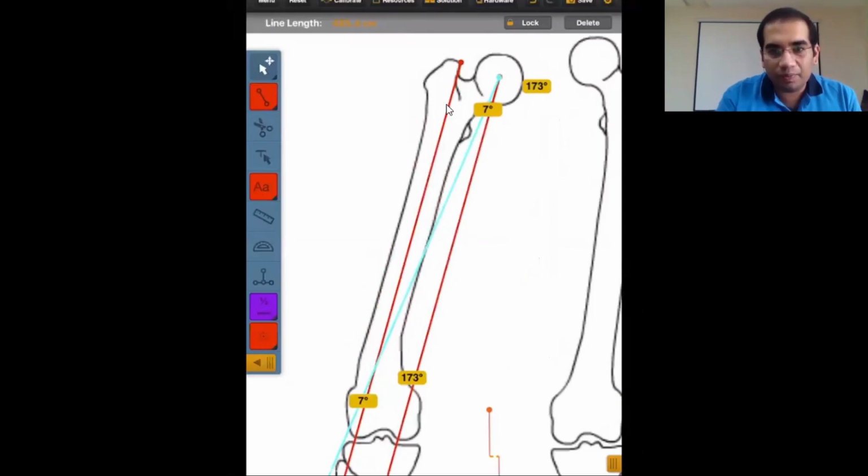So I have, using my anatomical axis line as a reference, I have taken the mechanical axis. Okay, and I have drawn a line at 7 degrees to the anatomical axis, which has extended to the center of the femoral head, and just by doing this I have gotten the mechanical axis of the femur, of the proximal part of the femur.